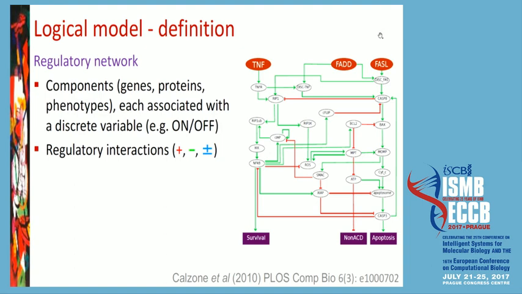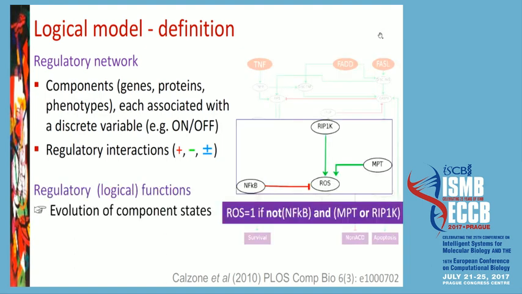And then we have to define how this influence indeed takes place, or in other words, the logical regulatory functions. These define the evolution of each component depending on the state of the regulators. So for example, in my network, if I consider the specific component ROS, it is inhibited by NF-kappa-B, so the rule to activate ROS is the absence of NF-kappa-B and the presence of one of its activators.